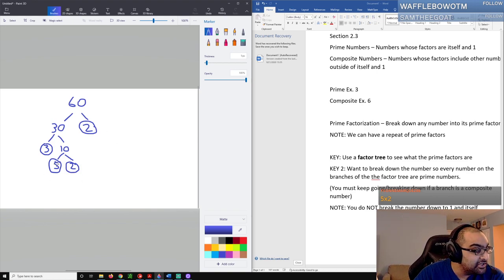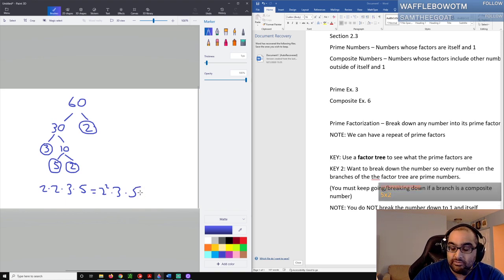So let's take stock in what we have. I'm going to take all the circled numbers, put them together. So we're going to have, I'll put this in numerical order, 2 times 2 times 3 times 5. So that is the breakdown here of 60. Or, again, another way to write this is 2 times 2 is 2 squared times 3 times 5. And that is the prime factorization of 60.